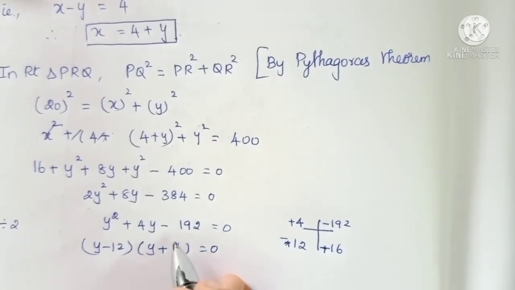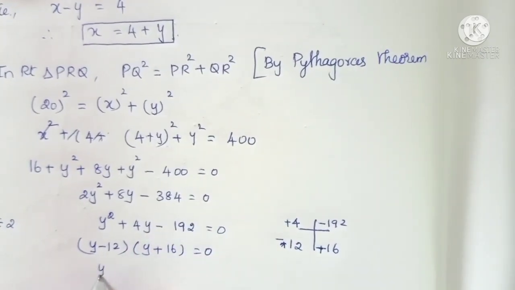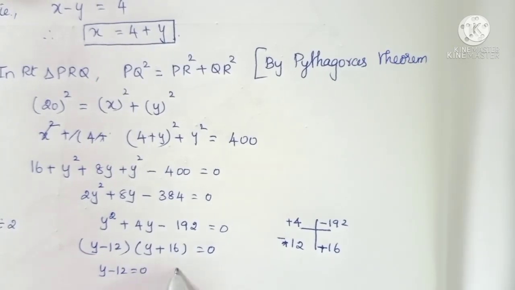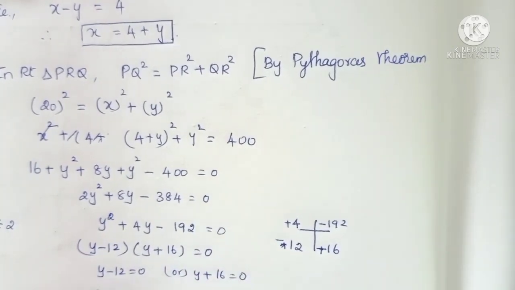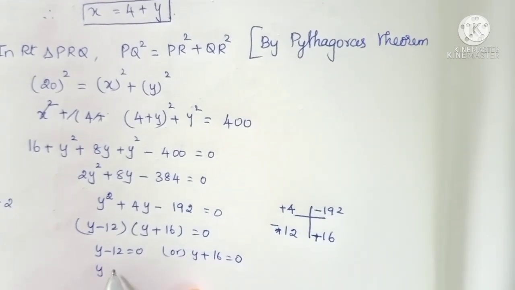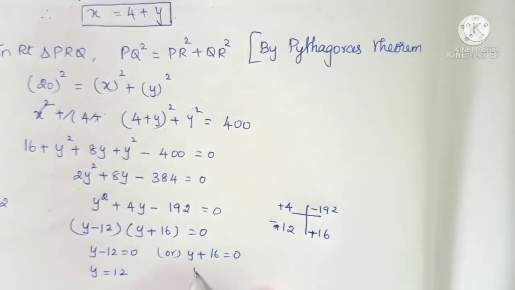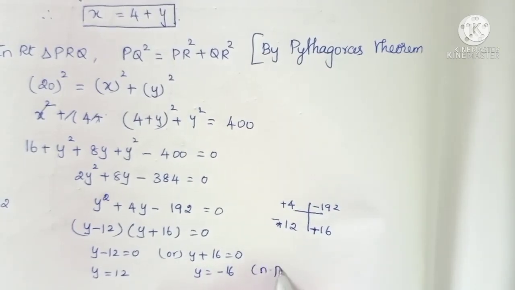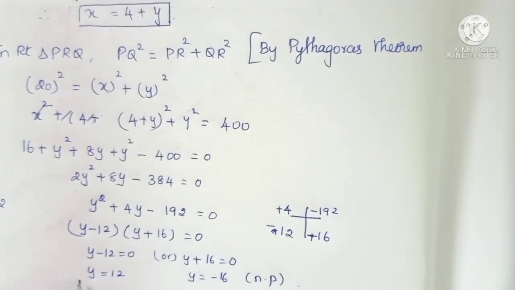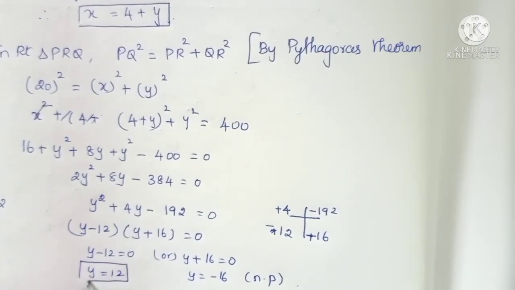Product equal to 0 means we can take each term equal to 0. So y minus 12 equal to 0 or y plus 16 equal to 0. So what are the values here? y is equal to 12, y is equal to minus 16. A negative value is never possible. So we can skip this one. Okay? Now we calculated one value, y is equal to 12.